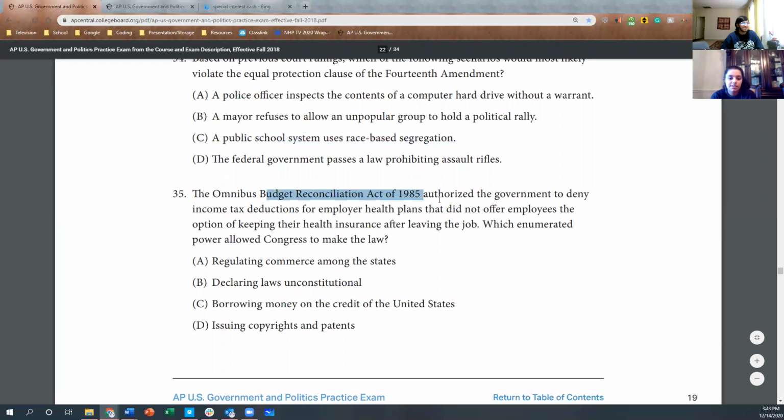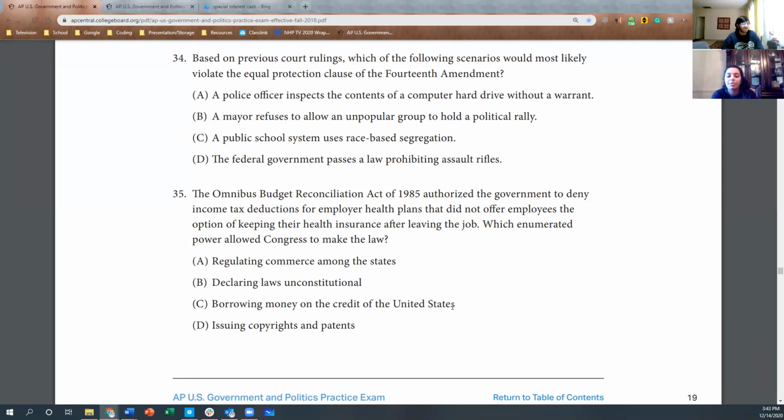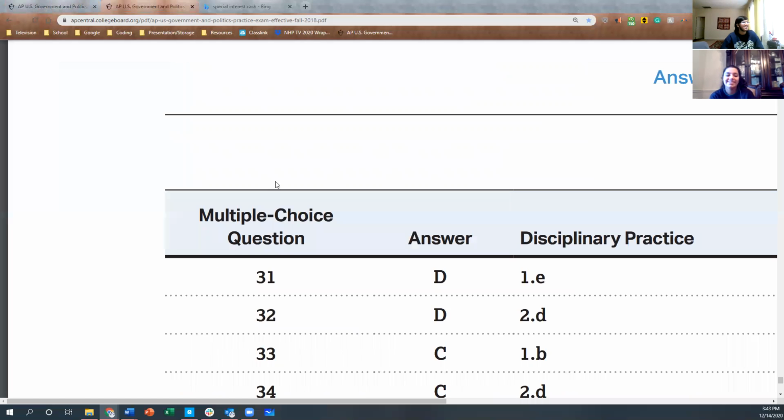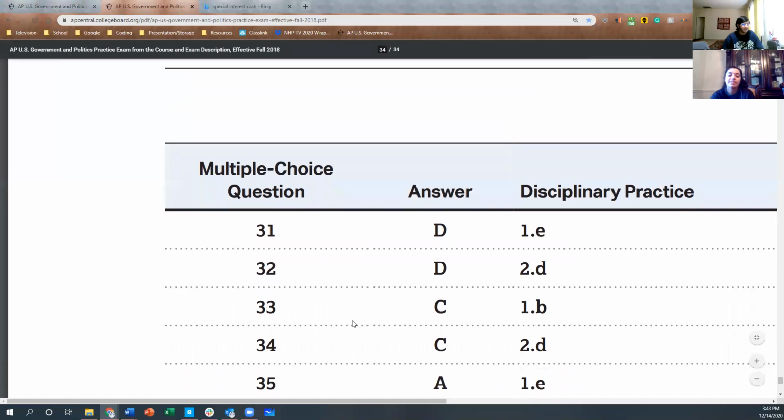The Omnibus Budget Reconciliation Act of 1985 authorized the government to deny income tax deductions for employer health plans that did not offer employees the option of keeping their health insurance after leaving the job. Which enumerated power of Congress applies? This has to do with money, so I would say A, probably. Congress can't declare laws unconstitutional. Yeah. They can borrow money on the credit of the U.S., but this isn't borrowing money. And it's not D. It's not issuing copyrights and patents, so it's A. Good. Okay.